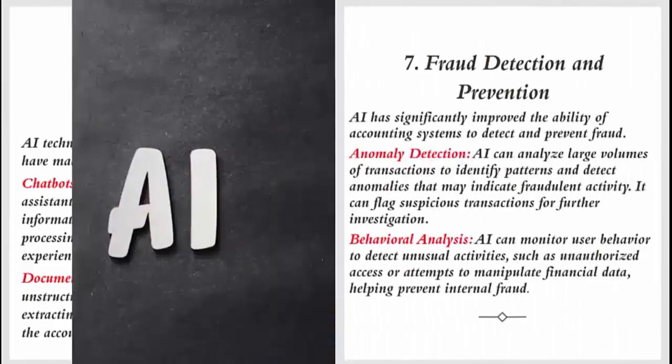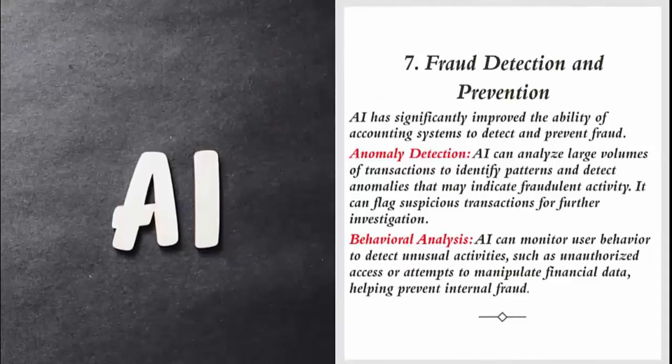7. Fraud detection and prevention. AI has significantly improved the ability of accounting systems to detect and prevent fraud. AI can analyze large volumes of transactions to identify patterns and detect anomalies that may indicate fraudulent activity. It can flag suspicious transactions for further investigation. Behavioral analysis. AI can monitor user behavior to detect unusual activities, such as unauthorized access or attempts to manipulate financial data, helping prevent internal fraud.